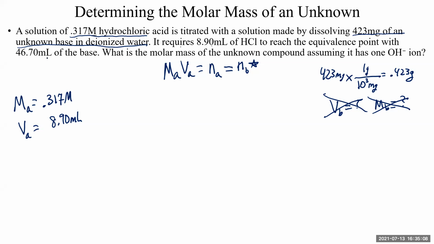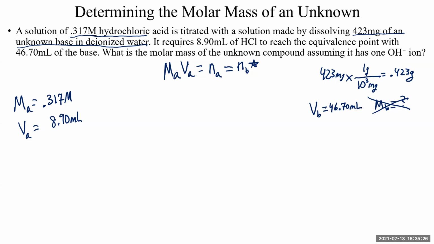Oh, I take it back. I guess we do have some volume information. Volume of base equals 46.70 milliliters. Okay, well, we do have the volume of the base. What is the molar mass of the unknown compound?